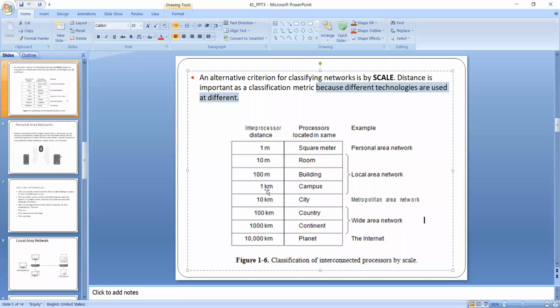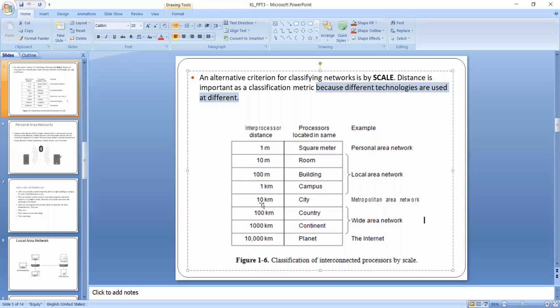If the inter-processor distance is 10 kilometers and the processors are located in the same city, then metropolitan area network, simply MAN, type networking is used. Next, if the inter-processor distance is ranging from 100 kilometers to 1000 kilometers, that is, if the processors are located inside the country or inside the continent, the best suitable computer network is wide area network, WAN.